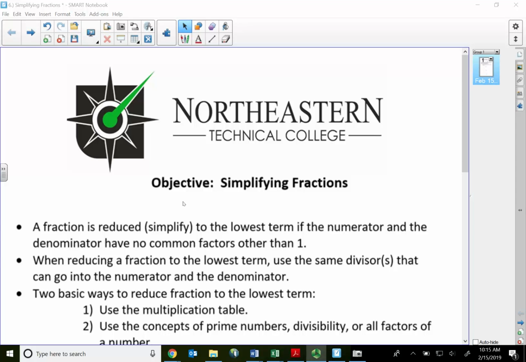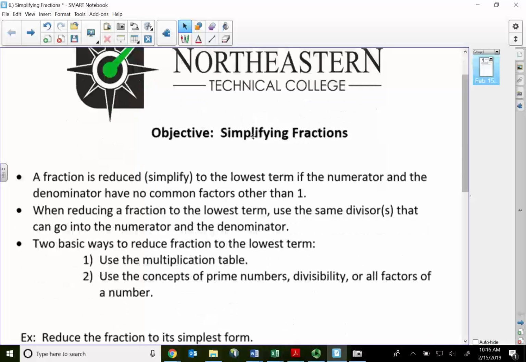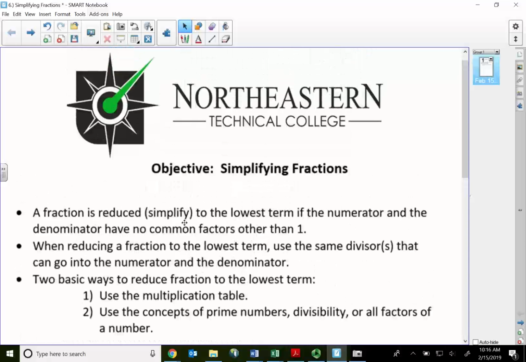Welcome back to the mini video series on fractions. In this video, I would like to talk to you a little bit about simplifying fractions, or what we call reducing fractions. The concept of simplifying fractions can be a little bit tricky to explain.